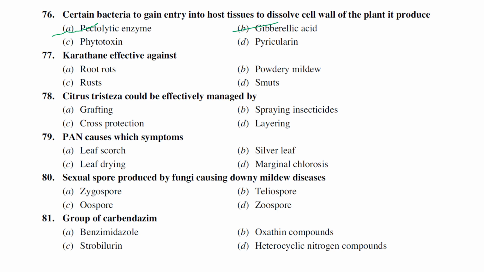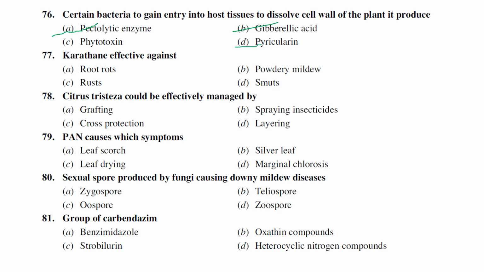Gibberellic acid is a growth hormone that can mainly be seen in one rice disease, that is Gibberella fujikuroi, which causes Bakanae disease of rice, right? Pyricularin, that is the toxin produced by rice blast.